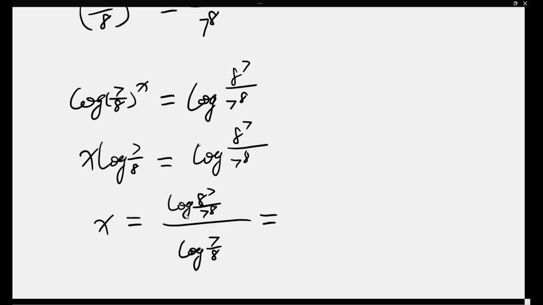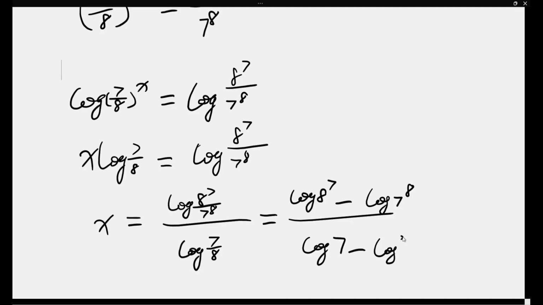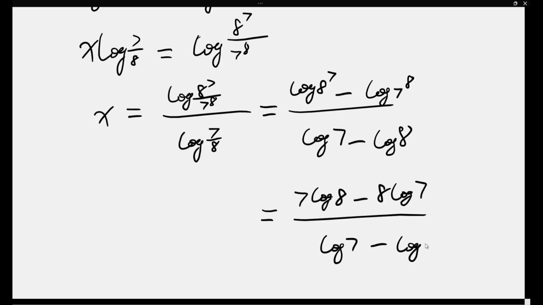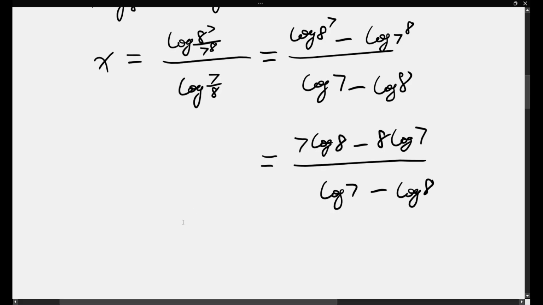So now we change the form: log 8^7 minus log 7^8, divided by log 7 minus log 8. So we rewrite it as 7 log 8 minus 8 log 7, divided by log 7 minus log 8. This we should use the calculator for, but we don't want to calculate such large numbers, so we can change the form.